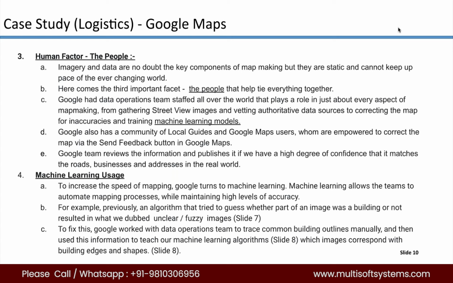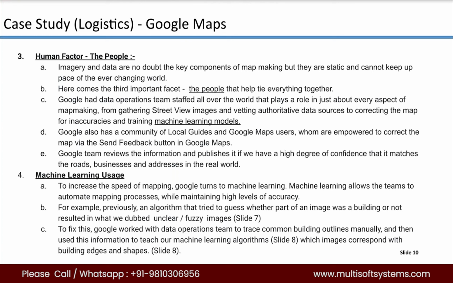Google also has a community of local guides and Google Maps users. Like exactly the thing that I was saying, you can volunteer yourself, right? Who are empowered to correct the map via the send feedback button in Google Maps, right? Google's team reviews the information and publishes it if it has a high degree of confidence that it matches the road, business, and addresses, right? So there's a vetting team: you upload the information, the vetting team will vet it and let you know whether it's right or wrong information, right? The human factor. So Google cannot do it without a team of people who are going to help them out, right? The fourth point, machine learning use, right?